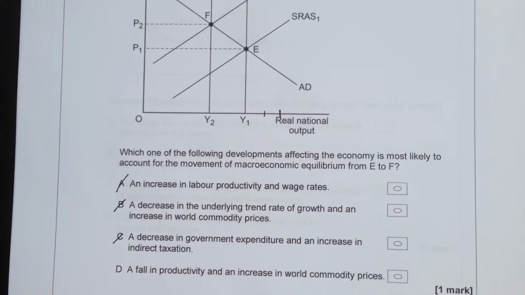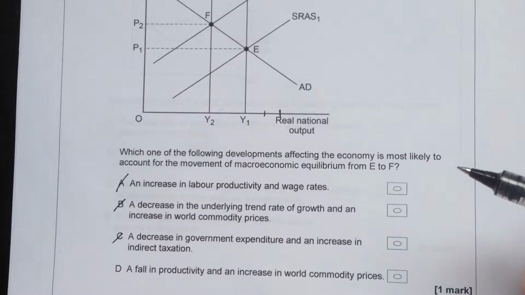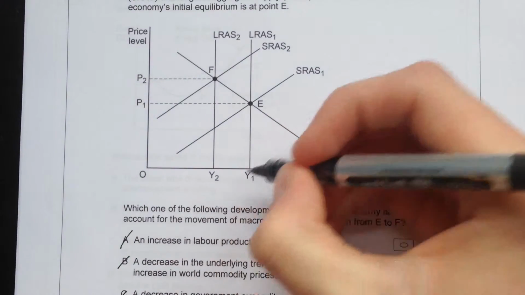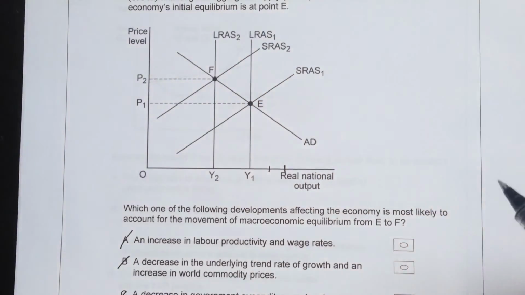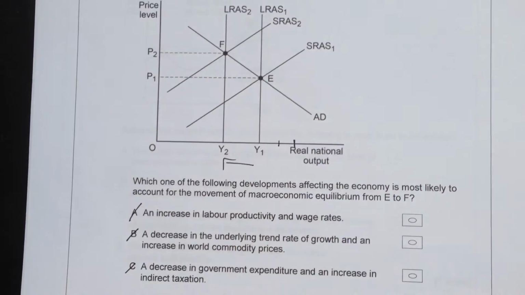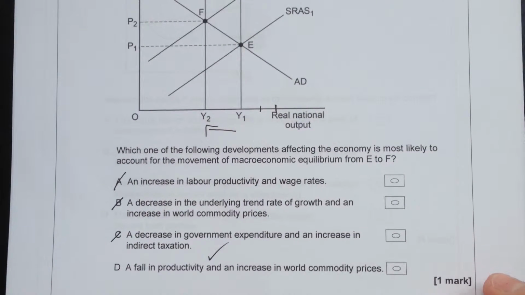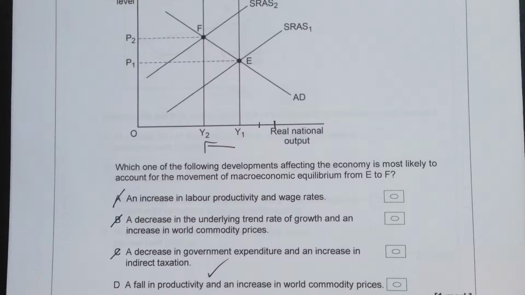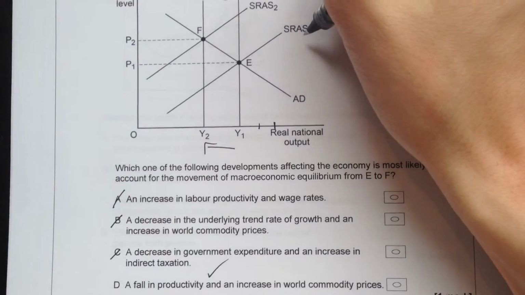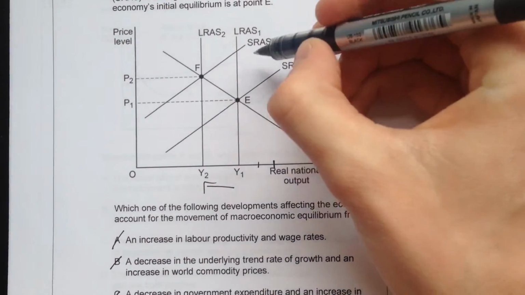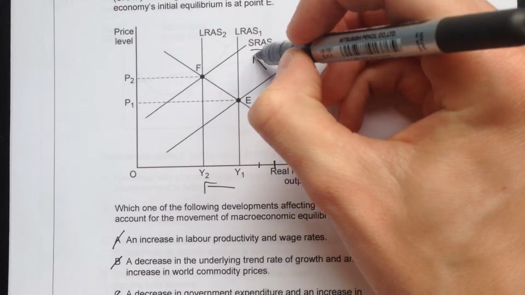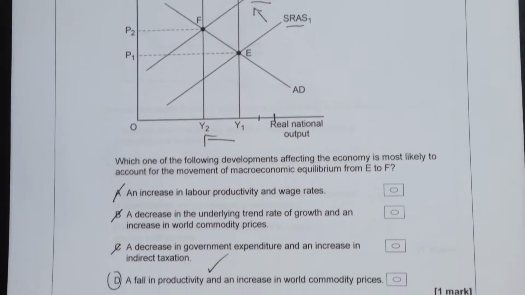D is a fall in productivity and an increase in world commodity prices. The fall in productivity would affect the long run, and in the long run, we can produce less than we did before, so that would be correct. And an increase in world commodity prices would mean that it's more expensive for firms to produce the goods, which means that they're less willing to supply the goods, so the SRAS will shift to the left, which it does. So the answer to this question must be D.